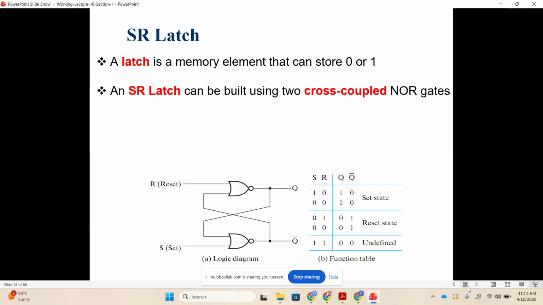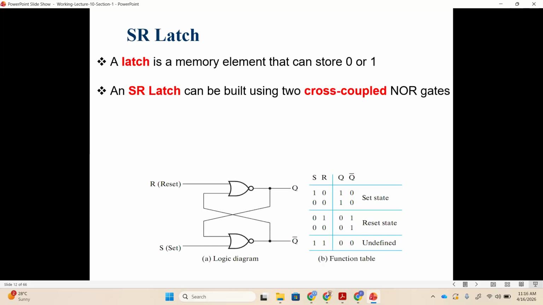Clear or not clear? Two cross-coupled which gate? NOR gate. Now if you look at the block diagram, what are the inputs and what are the outputs? Can anyone tell me? Anyone may answer. I will note down the name.